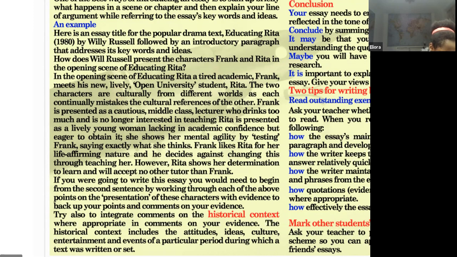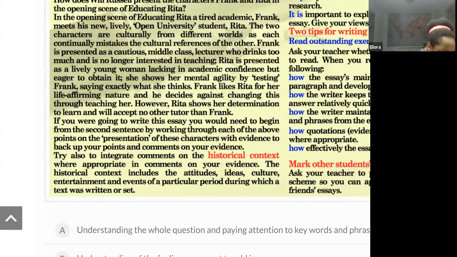Rita is presented as a lively young woman lacking in academic confidence, but eager to obtain it. She shows her mental agility by testing Frank, saying exactly what she thinks. Again, we've got a quick grasp of what Rita is like, what her personality is like. And again, this is in the introduction. Frank likes Rita for her life-affirming nature, and he decides against changing this through teaching her. However, Rita shows her determination to learn and will accept no other tutor than Frank.